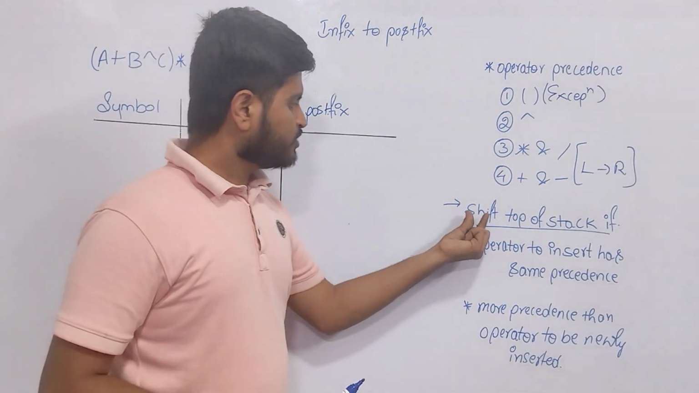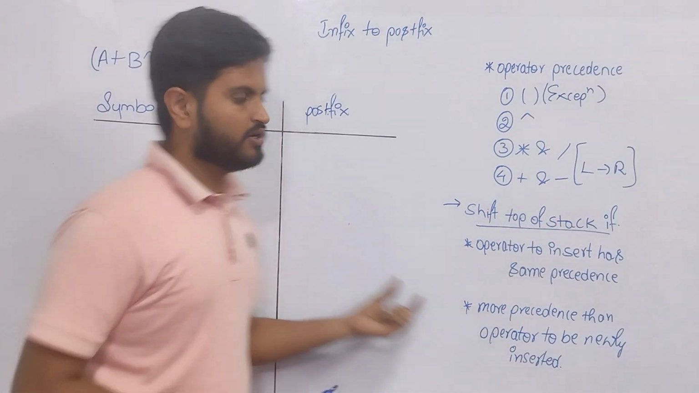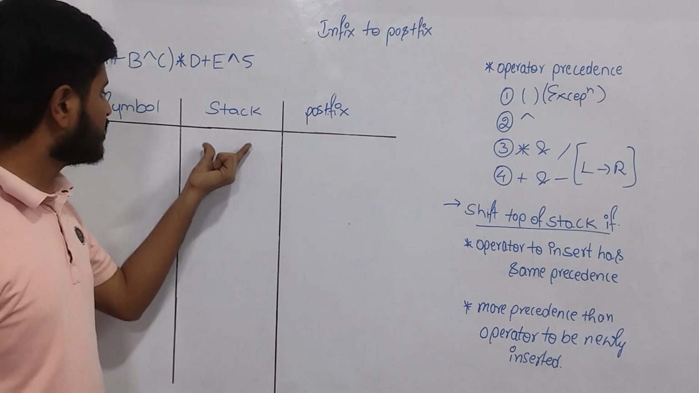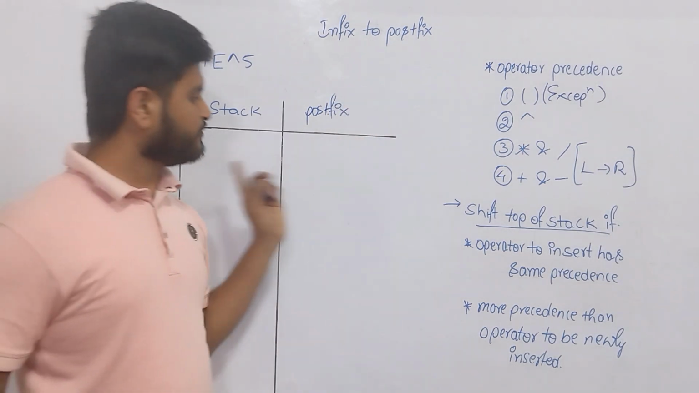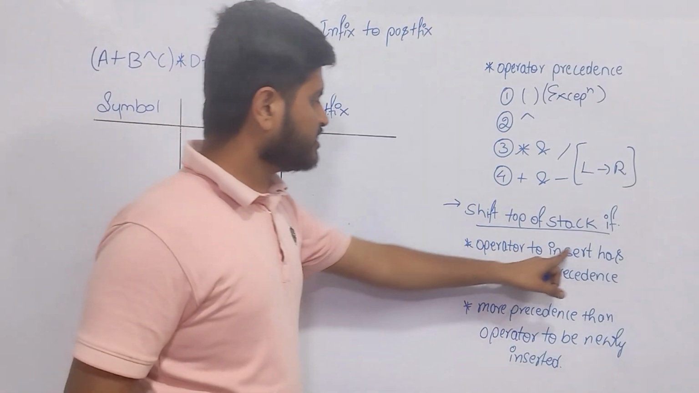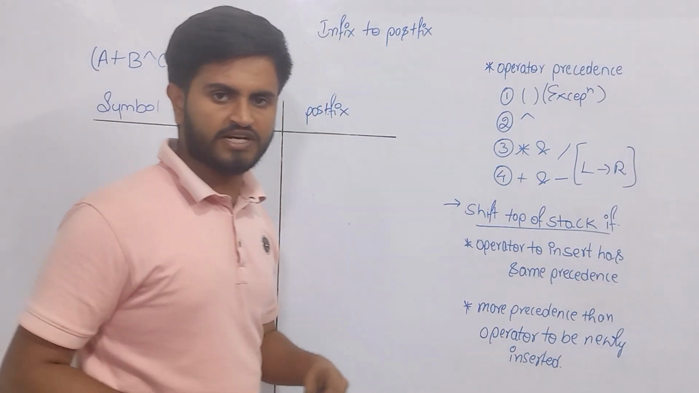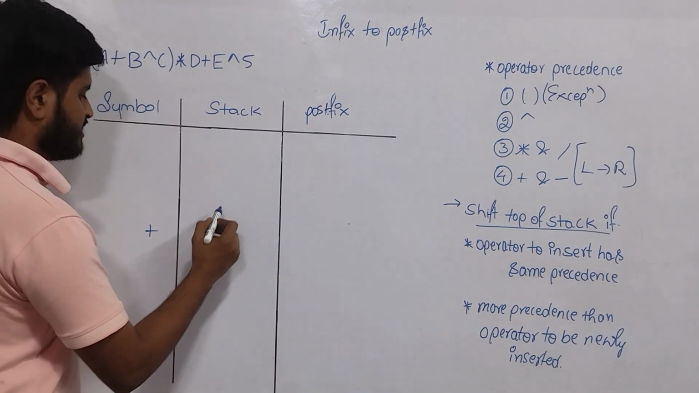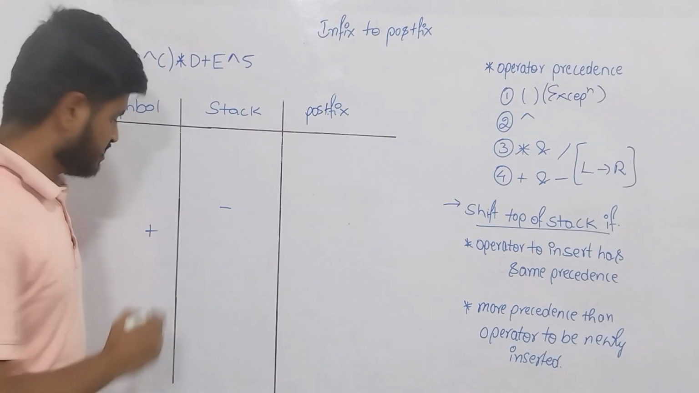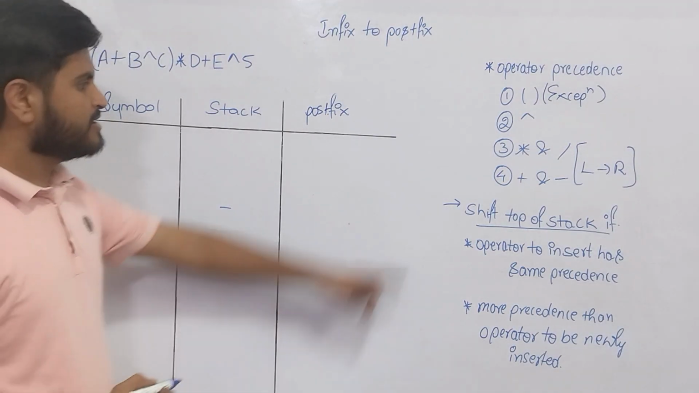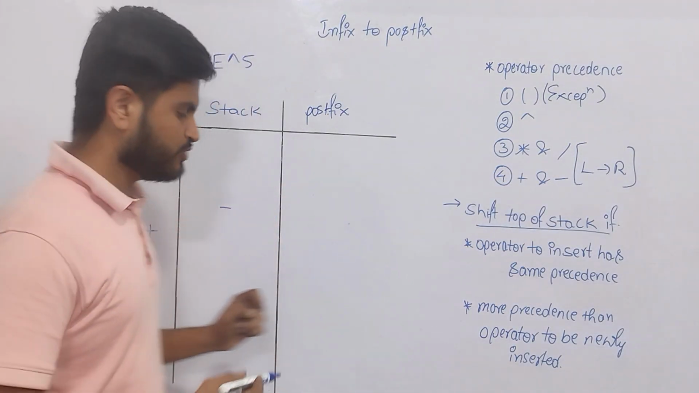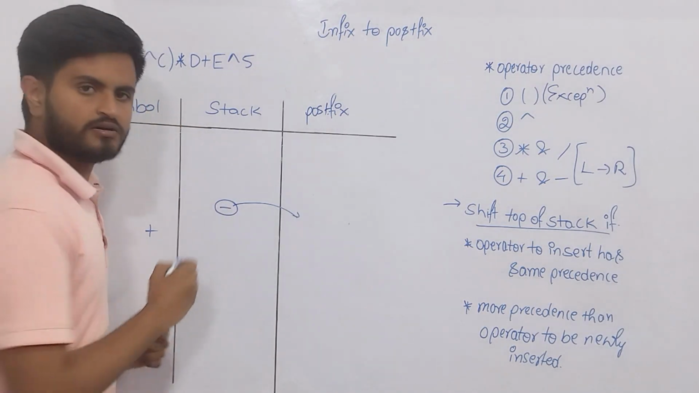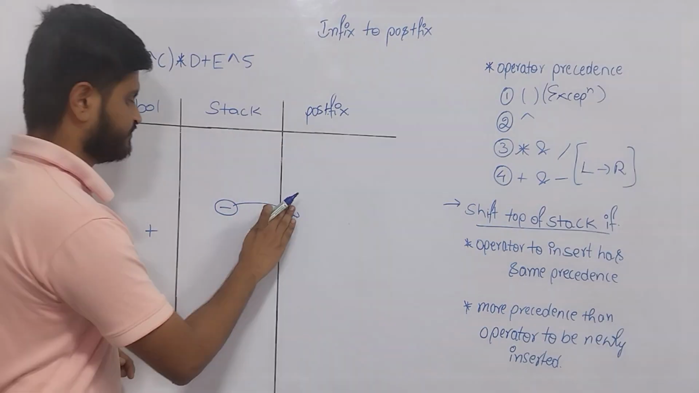Now, to shift the top of the stack element: in this stack, we will be filling the operators. Only operators are allowed to fill here. When we fill the operators here, suppose the operator to insert has the same precedence, that is, you are inserting plus, and at the top of the stack we have minus. Both plus and minus have the same precedence. At this time, you take the top of the stack element and push it to the postfix.